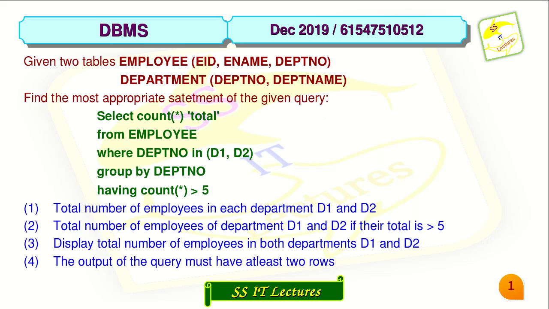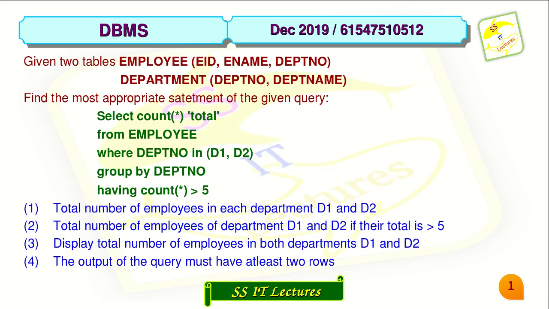Group by means we have to categorize the result. Whenever group by occurs, there must be an aggregate function in select clause. Here in the select clause they used count, that is total. So by grouping the rows based on department number, we have to count the number of rows having count star greater than 5. That is, we have to find total number of rows whose department number is D1 and that count value must be greater than 5.